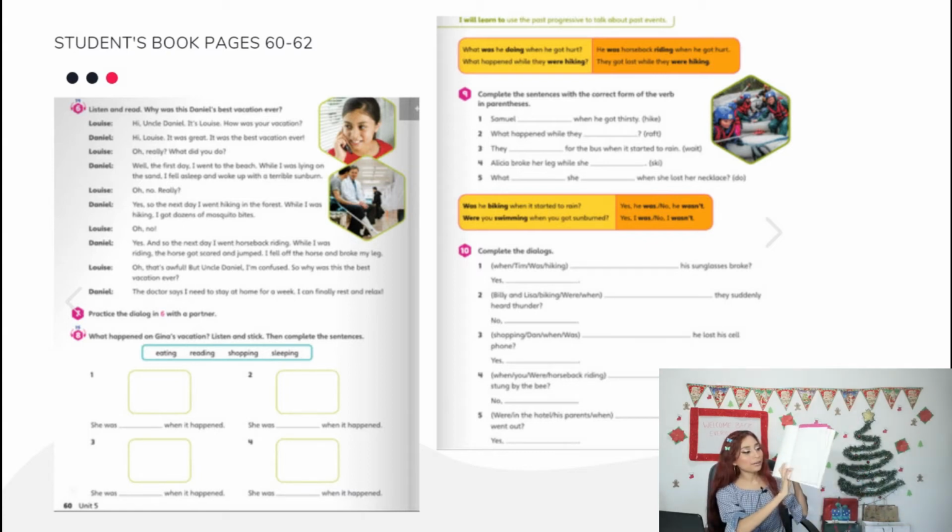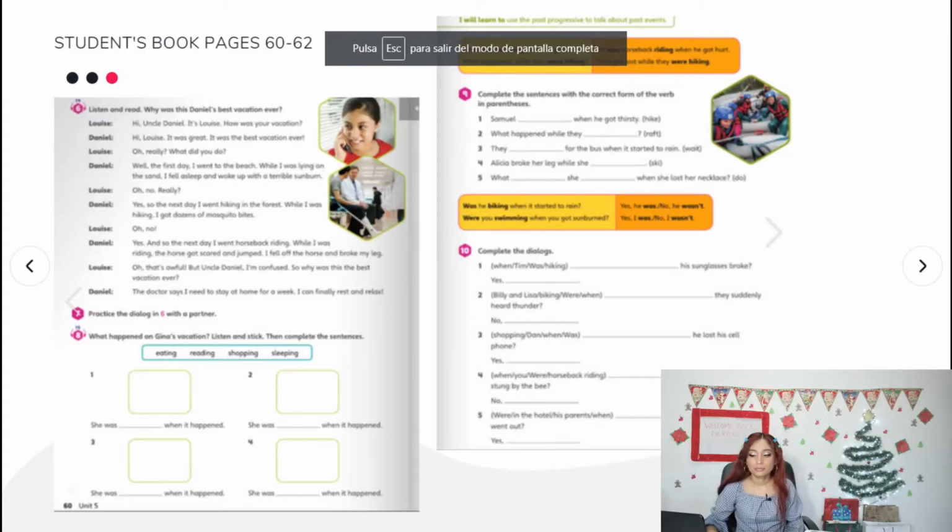Mine should be here, but they are not because someone did my activities. So we have the words in the box, and it said eating, reading, shopping, and sleeping. We are going to paste the pictures and also complete with the words from the box the sentences. So if you need to listen to the audio again, you can go back to this part of the video and play it again so you are able to do this activity in a better way. So please listen carefully to this activity.